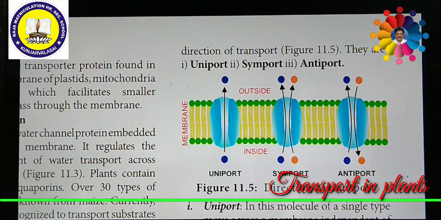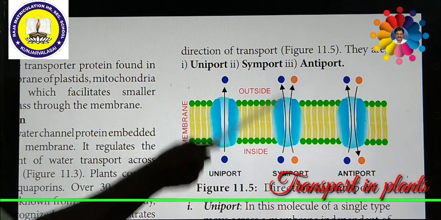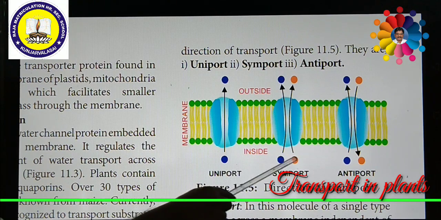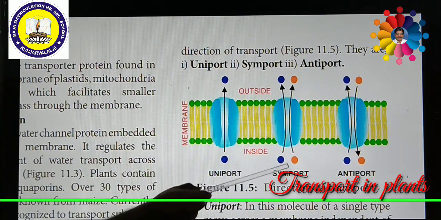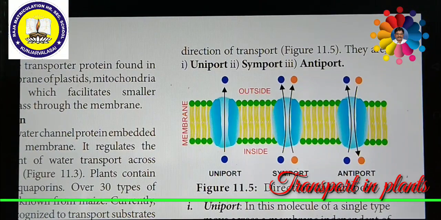What is symport? The term symport is used to denote an integral membrane protein that can simultaneously transport two types of molecule across the membrane in the same direction. Both molecules are transported at the same time in the same direction. Here, in uniport, only one molecule is taken to the other side. Here, two types of molecules are taken simultaneously to the outside in the same direction. So this is called symport.